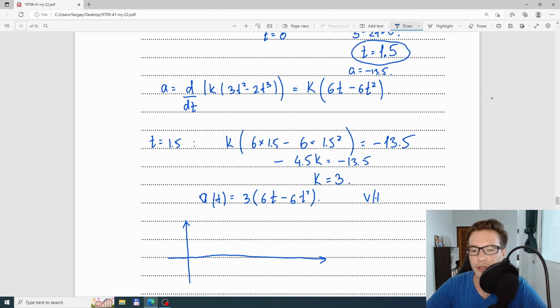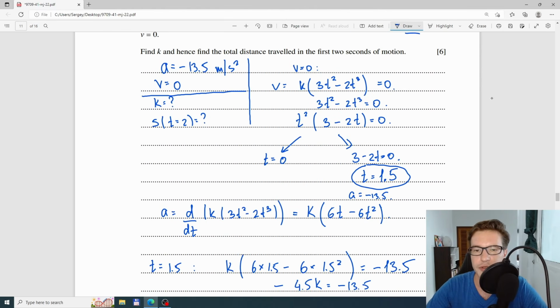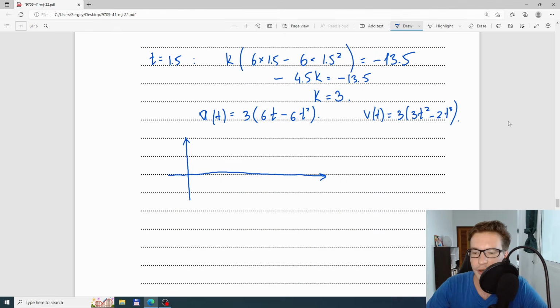So the formula for the velocity equals, substitute 3 in here, so we've got 3 times 3t squared minus 2t cubed. Okay, so that's the cubic function. We know when t equals 0, it goes through 0. And let's draw the sketch. So it looks somewhat like this. Right, we know that velocity equals 0 when t equals 1.5.